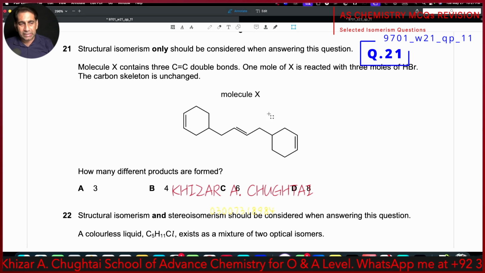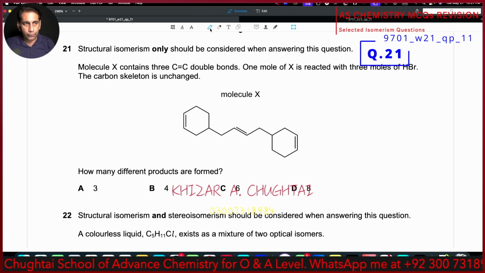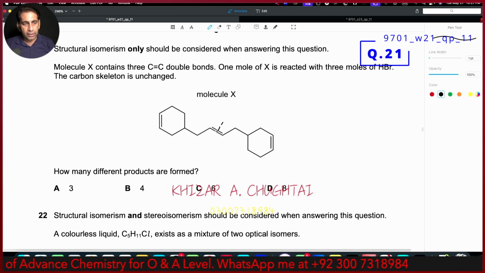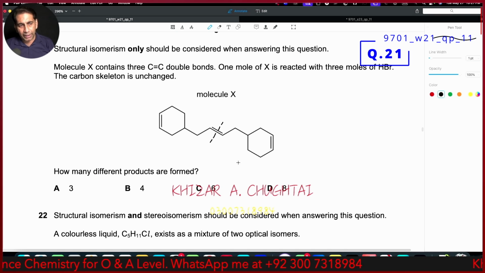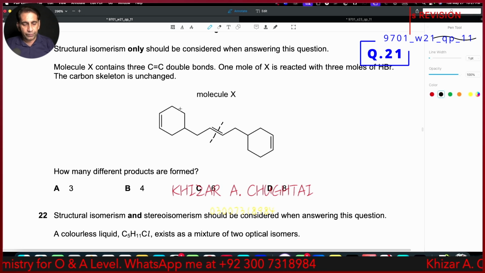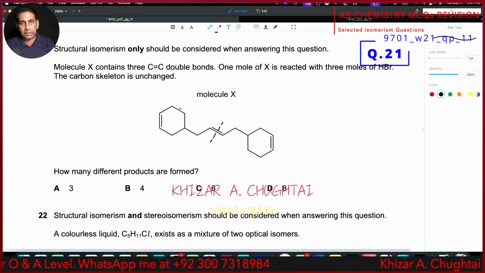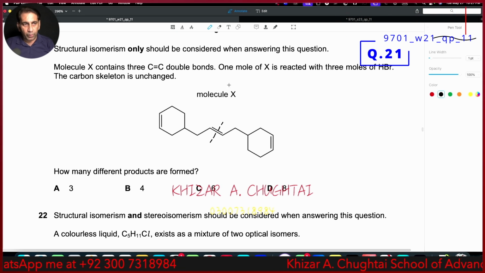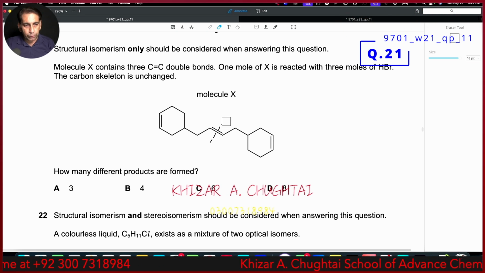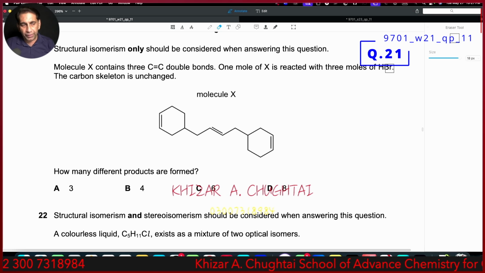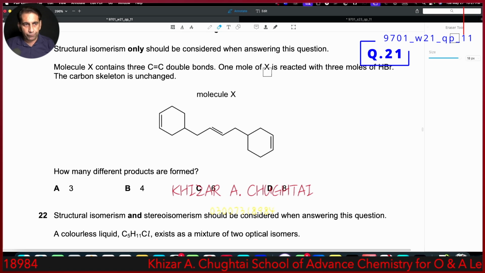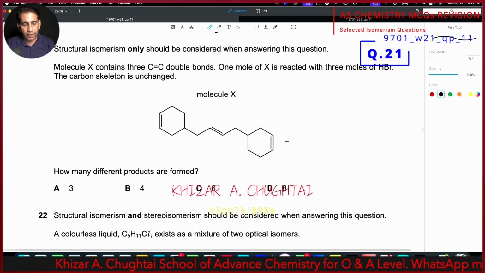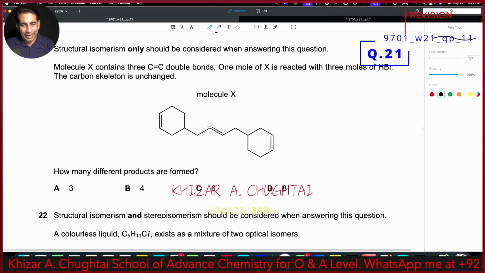This one, and you can see, first of all, it is a symmetrical molecule. This molecule can be cut into 2 identical halves, so this molecule is a symmetrical molecule. How many different products are formed? Number 1, as you are supposed to react 3 moles of HBr with respect to 1 mole of this X. So there are 3 double bonds over here, and this double bond is lying at the center.